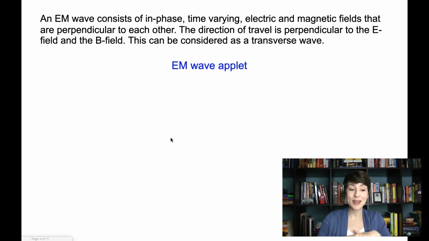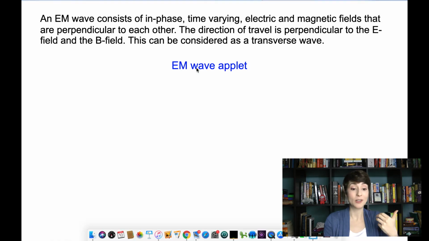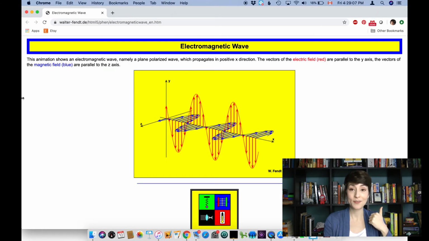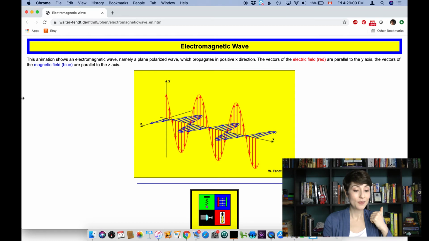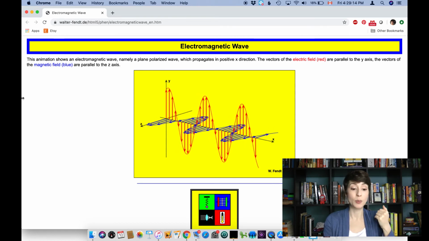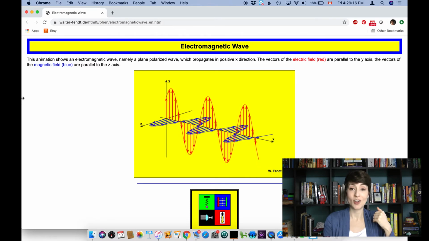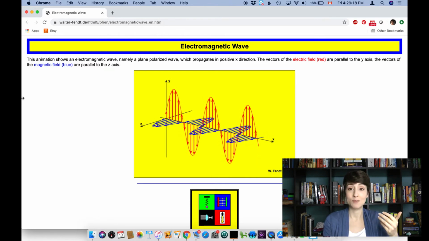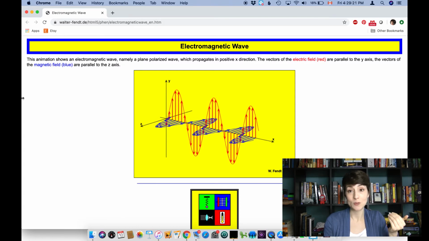In fact, an electromagnetic wave consists of in-phase, time-varying electric and magnetic fields that are perpendicular to each other. The direction of travel of this wave is perpendicular to both the electric and magnetic field, and we will visualize it as a transverse wave. In this animation, you can imagine the red transverse wave represents our electric field, the blue transverse wave represents our magnetic field. And let's imagine it's moving forward, it's propagating at the speed of light.